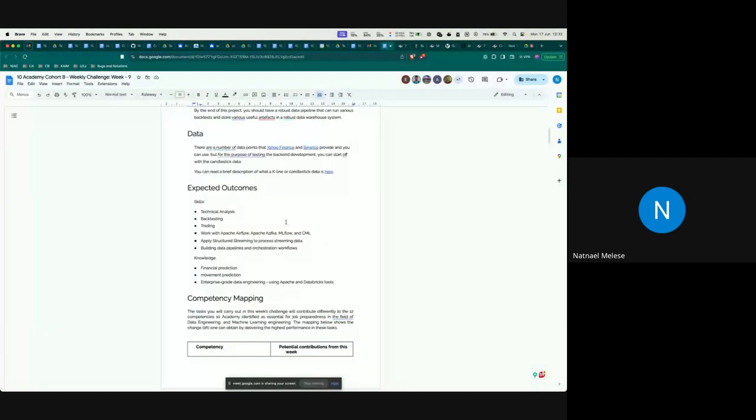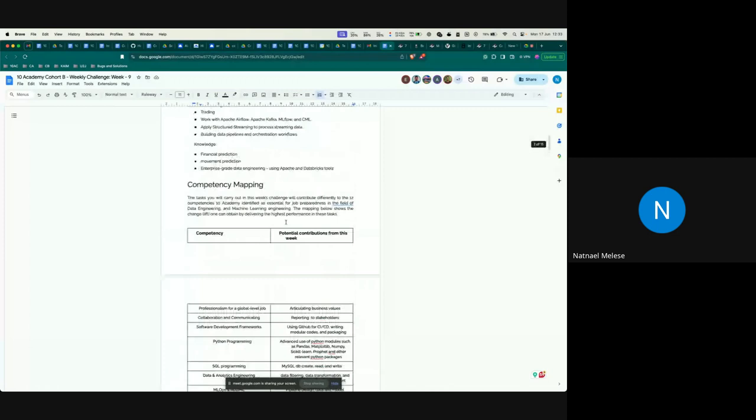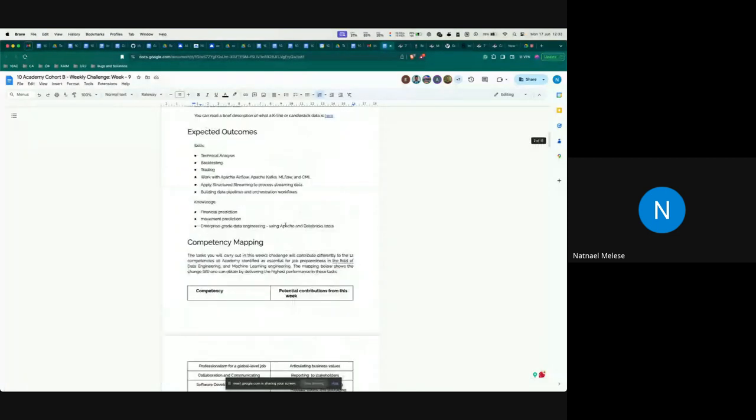So now the main goal would be to create backtesting infrastructure. So you will have the skill by the end of this week to work with Kafka, MLflow, CML, and process streaming data. Which means using Kafka and building data pipelines and orchestration workflows.